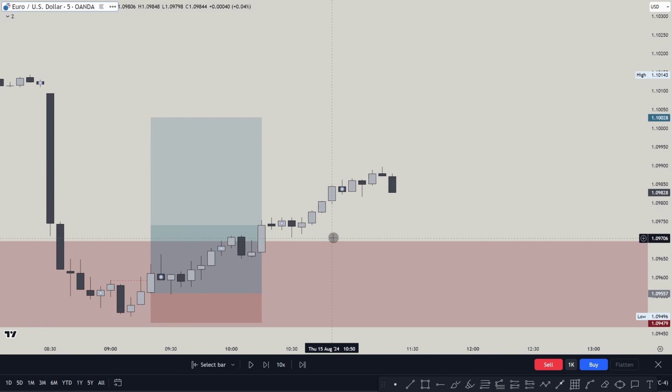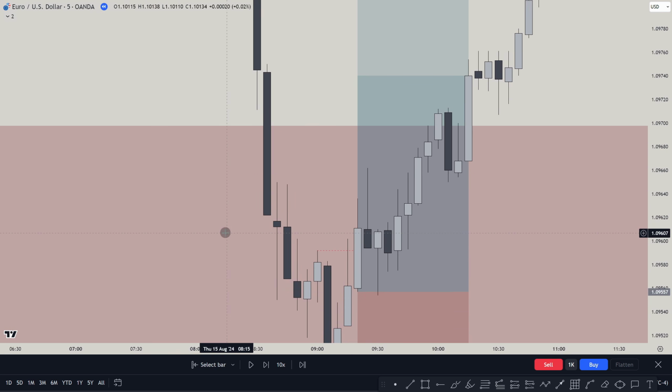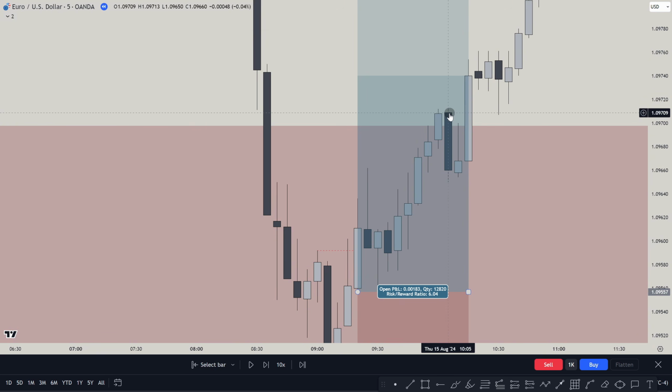This is on the 5 minutes. And then there's also the continuation after. Actually, there is no fair value gap here. And then we get this order block creation after 2 candles.